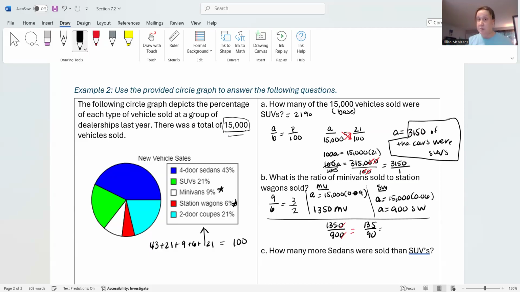Well, they're at least divisible by 5. So 135 divided by 5 is 27, and 90 divided by 5 is 18. Well, they're still divisible. 27 and 18 are divisible by 9. So we can divide them both by 9 and we get 3 to 2. Either way you slice it, you're going to get a ratio of 3 to 2. So that means for every 3 minivans sold, 2 station wagons were sold.